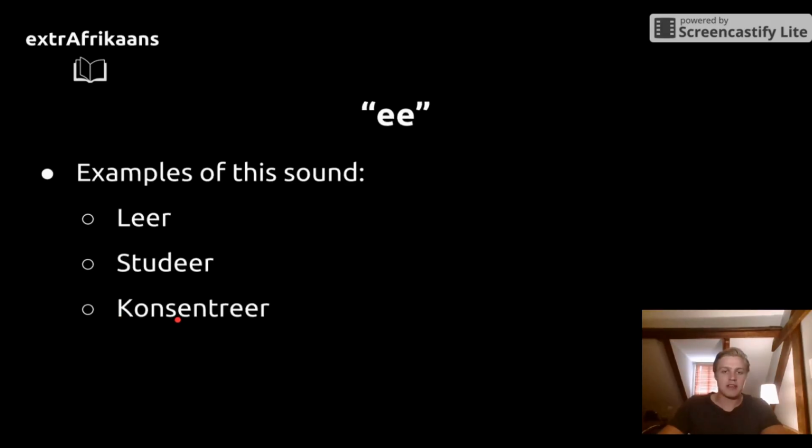Up next, we have ear. Examples of this sound are leer, which means to study, studeer, which also means to study, and concentreer, which means to concentrate. Next, we have a, which is E and I for a. Examples of this sound include eier, which is an egg, May, which is the month of May, and contré, which is a certain area.